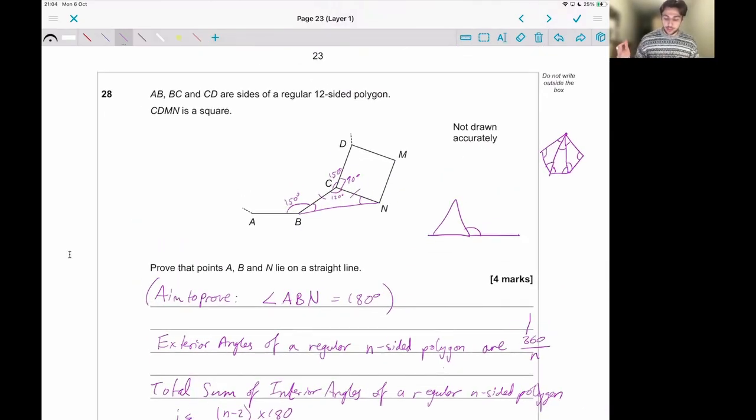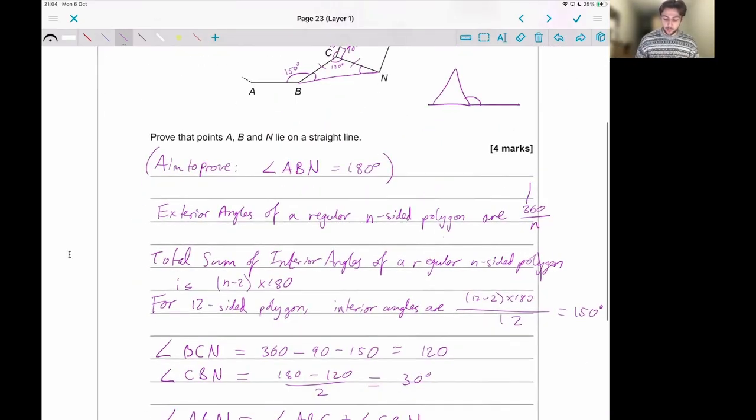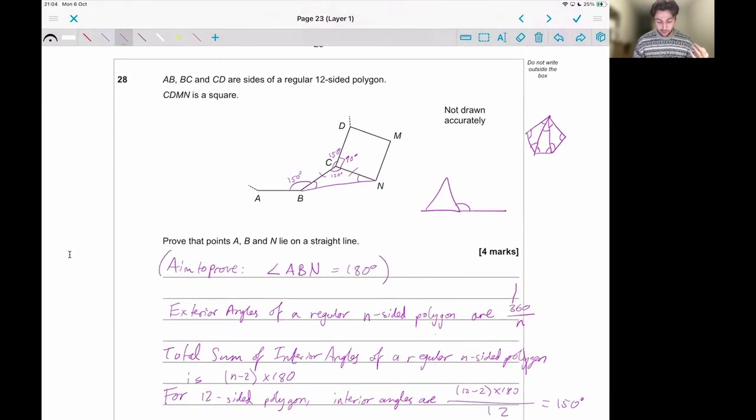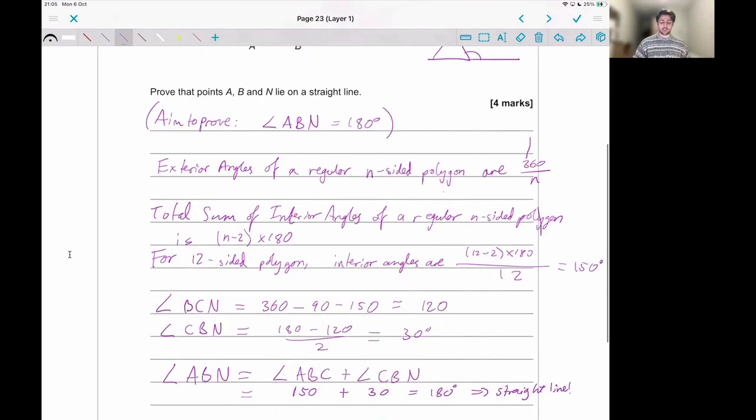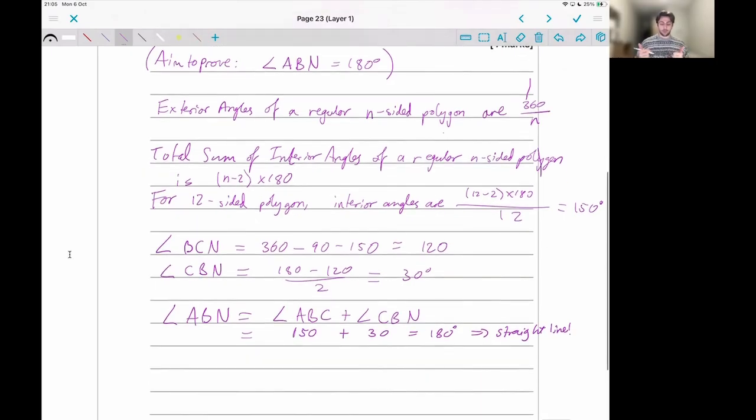Wow, a lot to do in that question for 4 marks. But what did we actually do? Let's have a little summary. We figured out what we wanted to prove. We wanted to prove that this angle ABN was 180 degrees, was a straight line, which means we needed to look at the interior angles, and we needed to look at the angles around the point C. And once we'd worked out those, then actually using the isosceles triangle to get CBN on its own wasn't too difficult. And we managed to do the last point. So we were all finished.